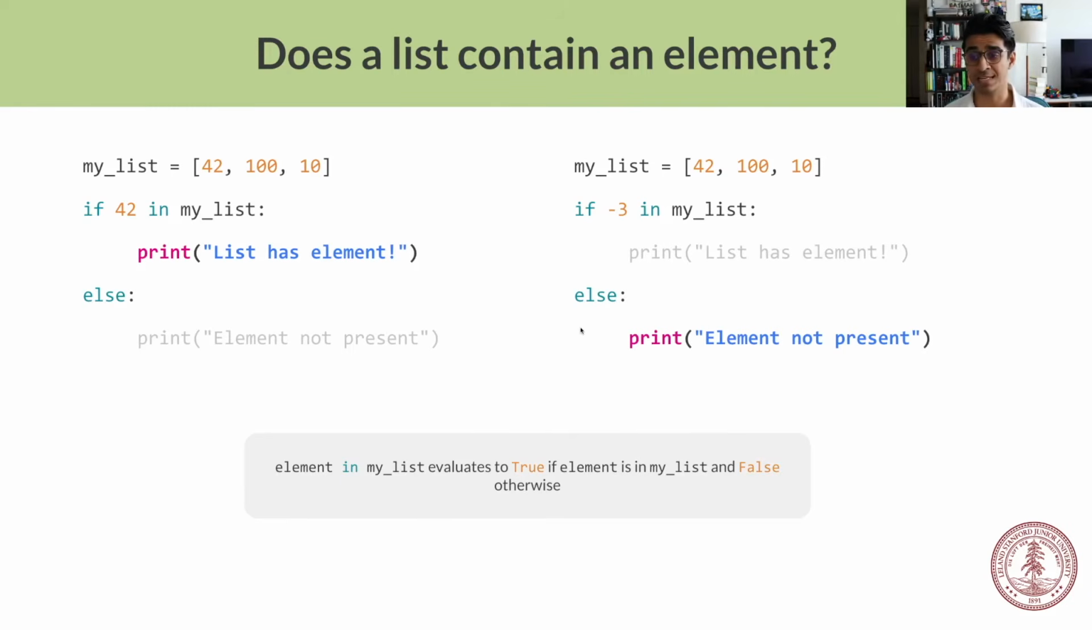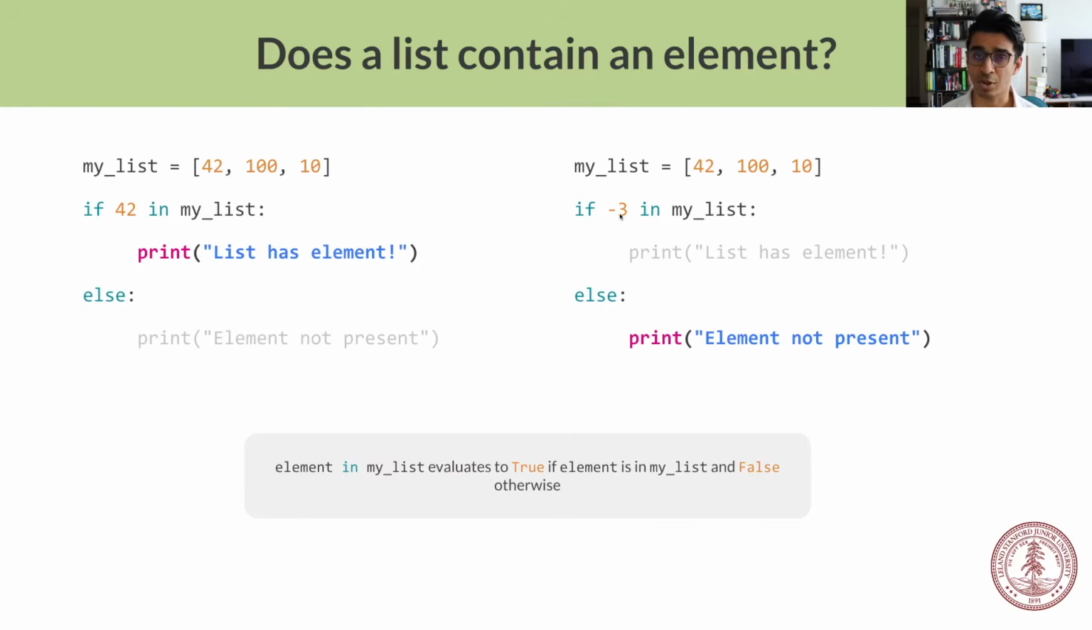The really big takeaway is that a condition that looks like this, element in my list, evaluates to true if the element you're looking for is in the list and false otherwise. This is a condition that, like I've done over here, you can use in if statements, but you can also use in while loops to check, for example, as long as a particular element is in a list, do something with it, and so on.